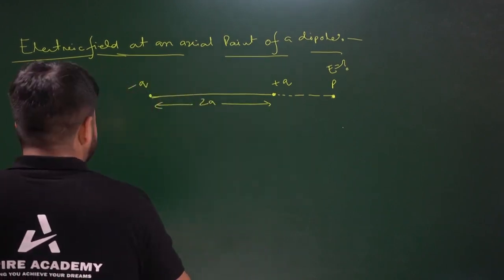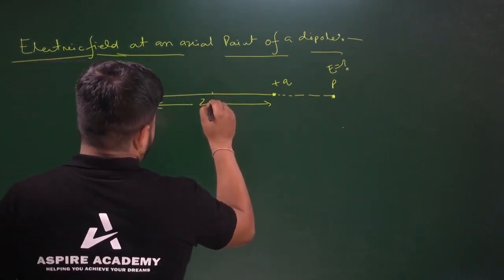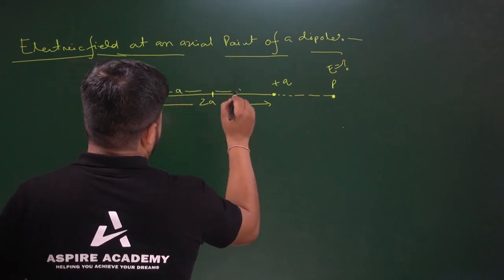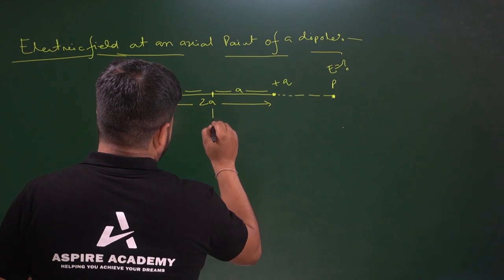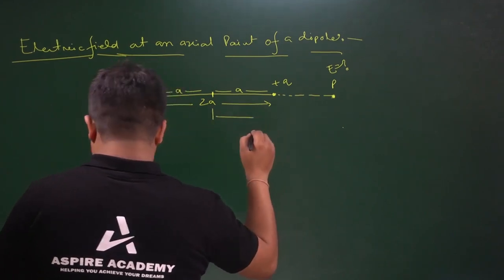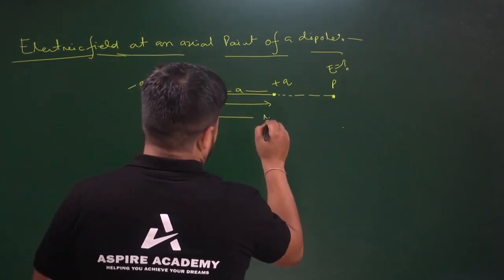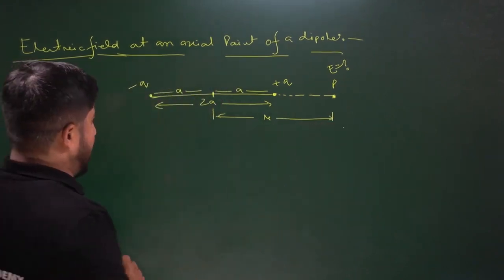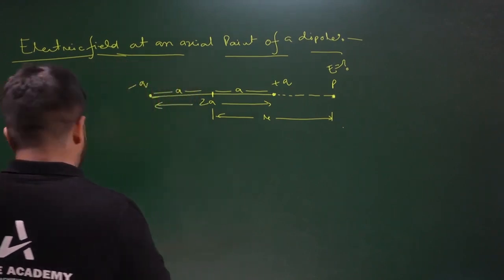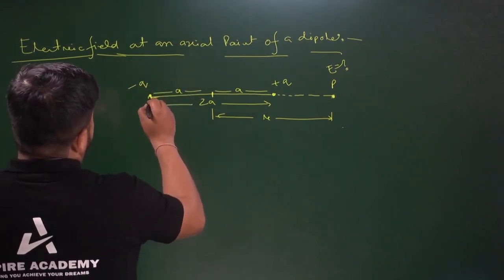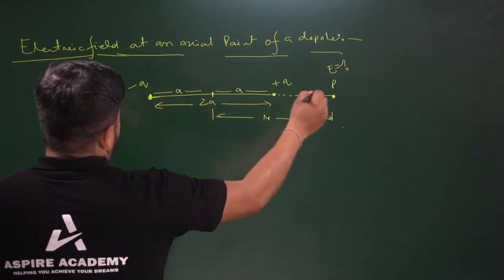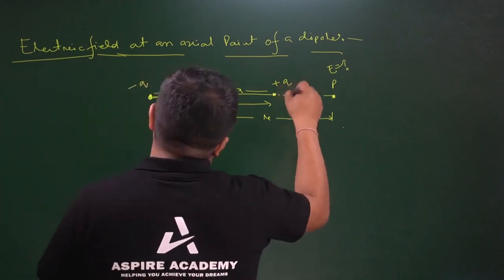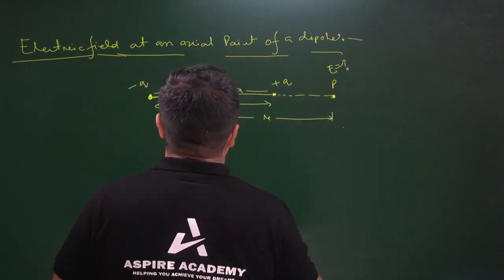We know this is the center of the dipole, and this distance is considered as a, and this is another distance a, from the center O. This point P is at a distance r from O. So how can we proceed? First, for the minus Q charge, what is the electric field at point P? And for the plus Q charge, what is the electric field at point P?